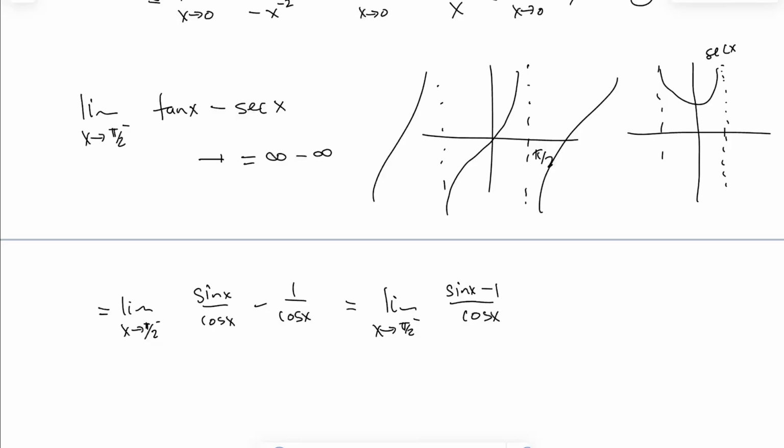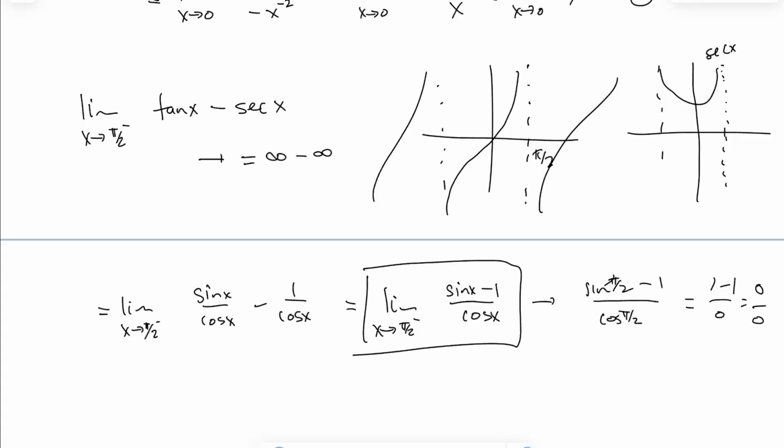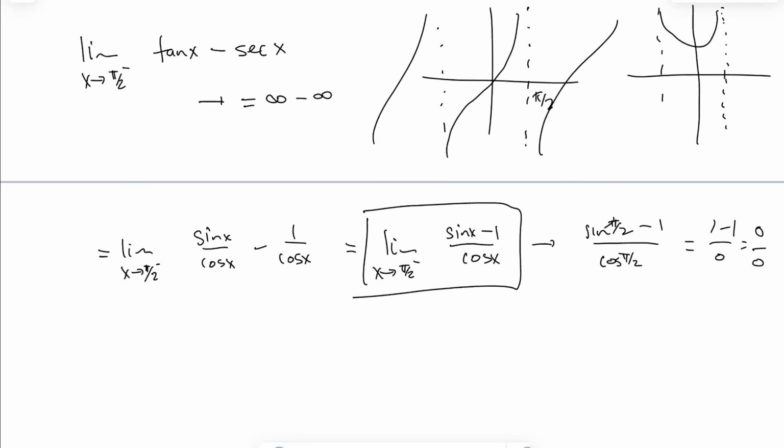And now I feel quite good about doing L'Hopital's rule with that. If we try to plug in here, it's going to be sine of pi over 2, which is 1, minus 1, over cosine of pi over 2, which is 0. So this really is 0 over 0. So we can do L'Hopital's rule on that. It's not that complicated to do the derivatives.